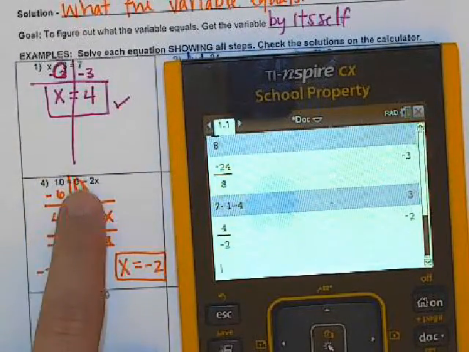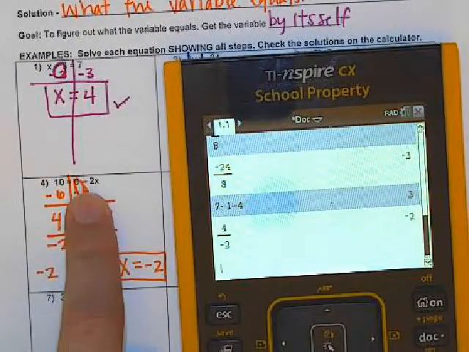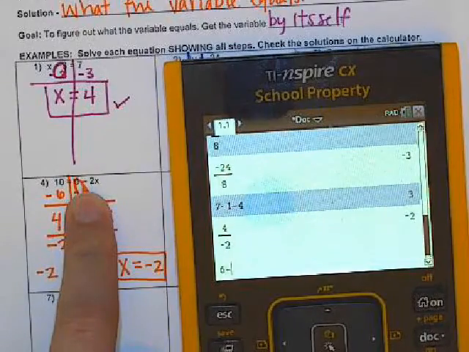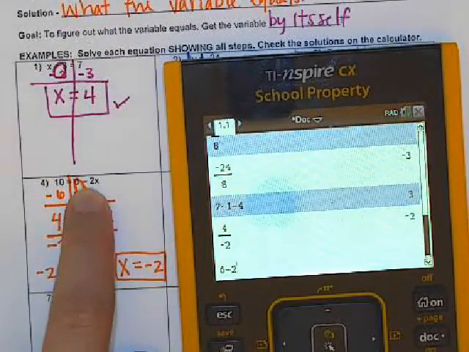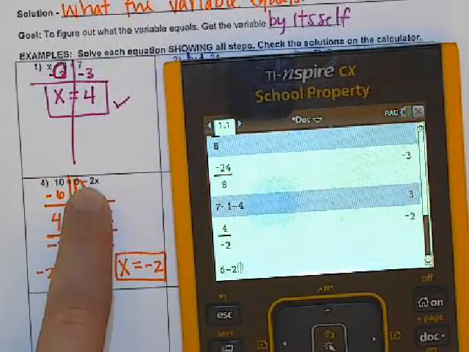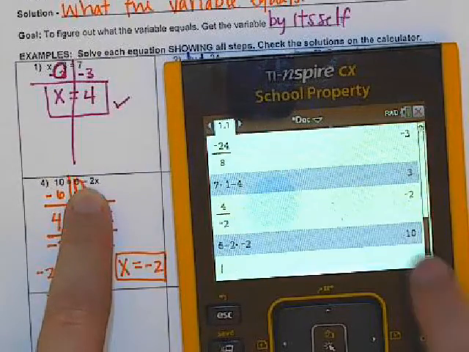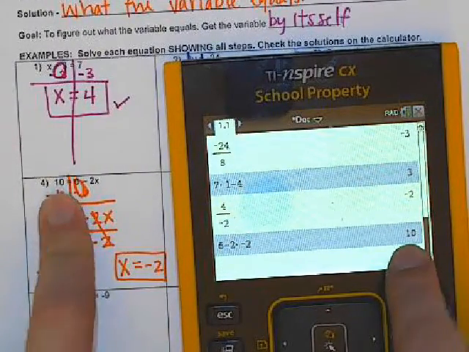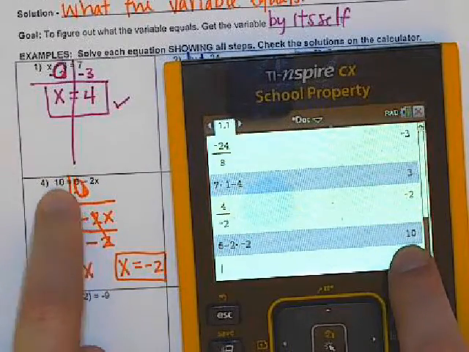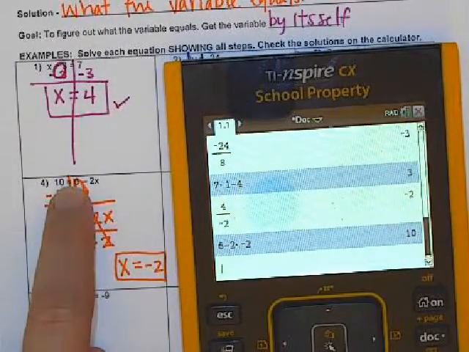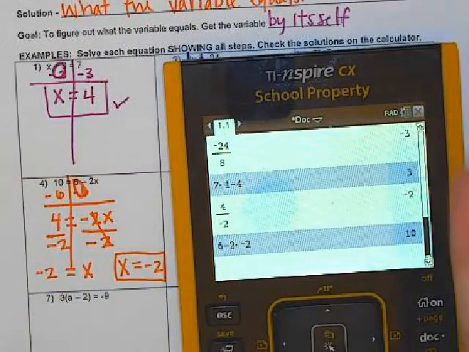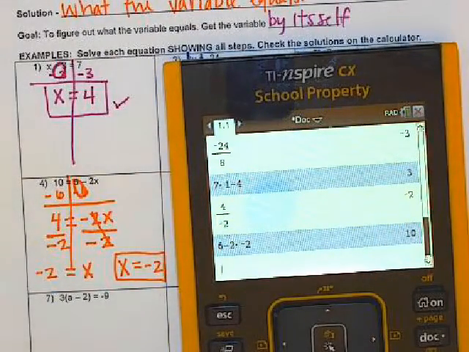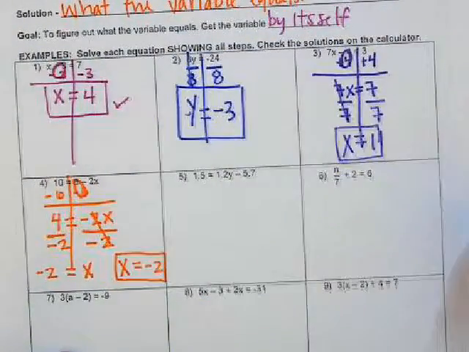So when I plug it in, this 6 minus 2x is the only part. So I would do 6 minus 2, and then instead of x, I would put -2. And I get 10. So then it's 10 equals 10, and that's correct. If it was 10 equals 12, does 10 equal 12? No. Is $10 the same thing as $12? No. So that wouldn't work if I got a different number. Thank you for reminding me to check my answer.